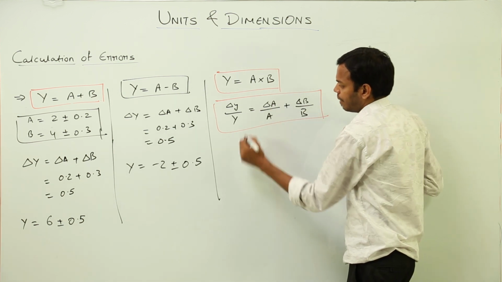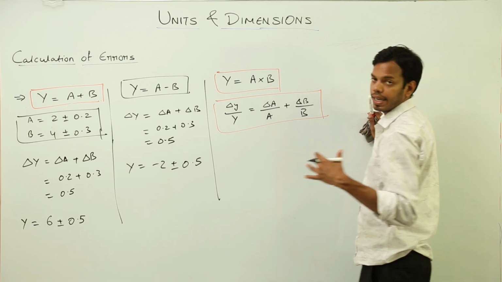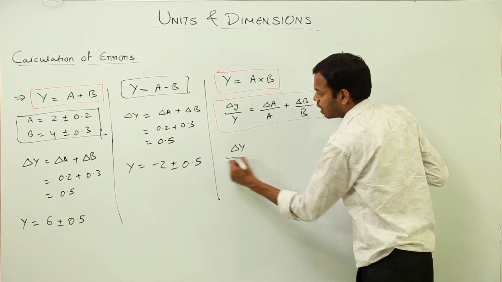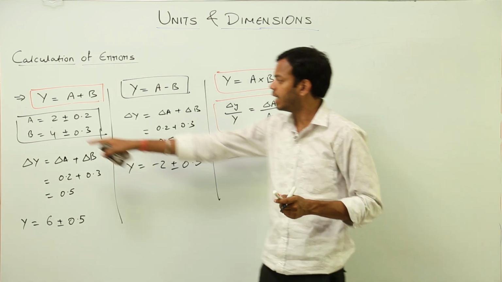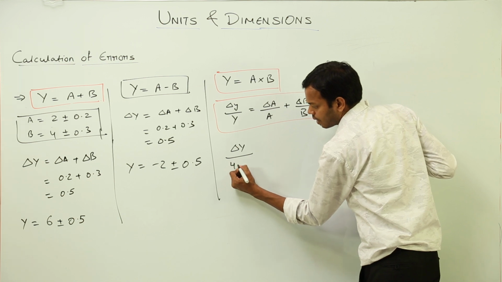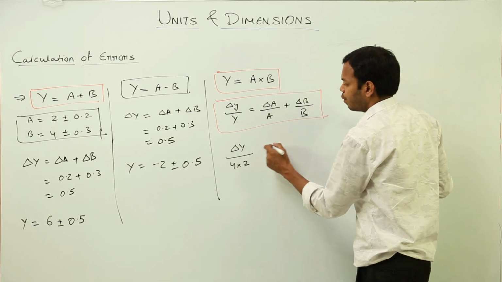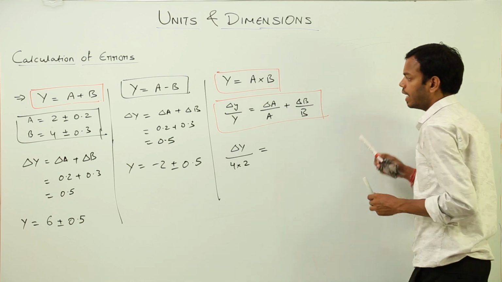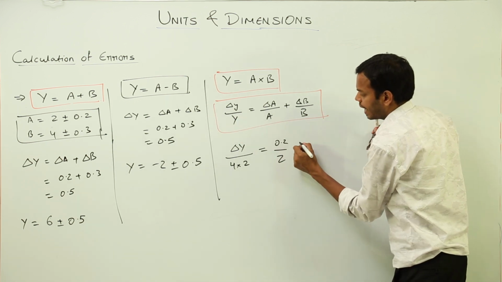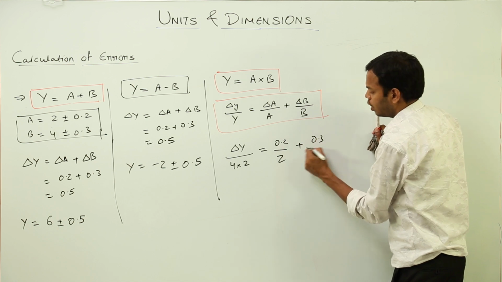For example, here what is delta y? Delta y is the main error in y, which I don't know, so I have to calculate it out. Y is a times b. A is 2, b is 4. So 4 into 2 is 8. But right now I am writing only 4 into 2, which is equal to delta a upon a. What is delta a? 0.2 over 2 and plus 0.3 over 4.